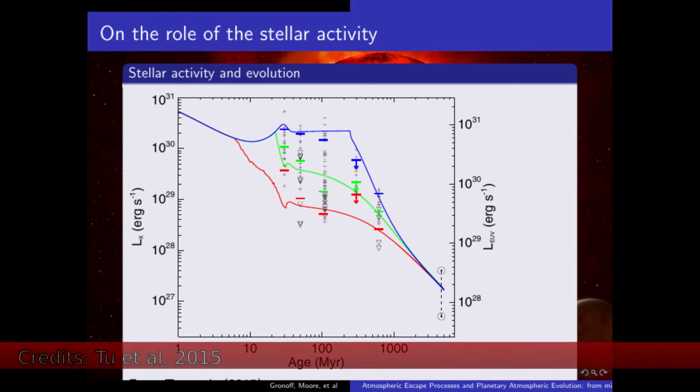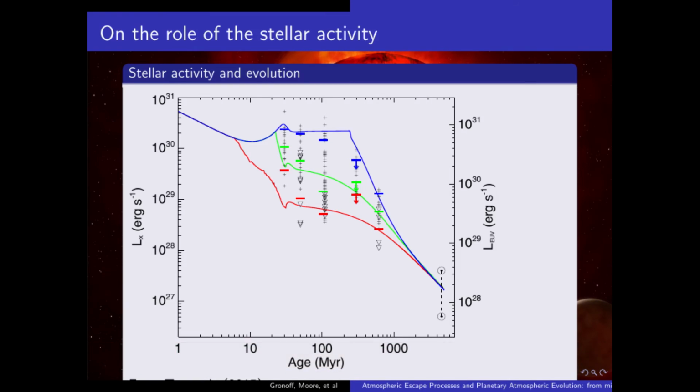In this figure from Tu et al. 2015, we are seeing the XUV and EUV fluxes, XUV on the left, EUV on the right, as a function of the age, in millions of years, of a solar-like star. And you can see that we have a lot of variation in these fluxes. So let's look at the blue curve.